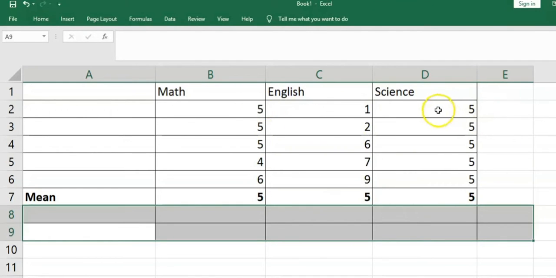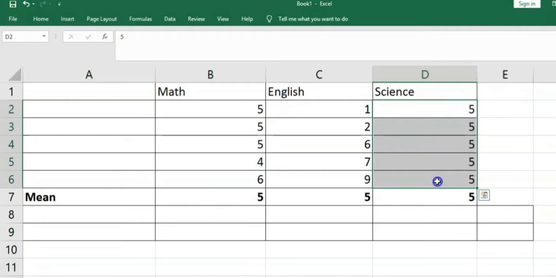As you can see, all scores in science are the same. For English, the scores are different. For math, the scores are also different, but the first 3 are the same. So the mean does not reveal how different the scores are. We need more information in order to describe the set of data that we have here.